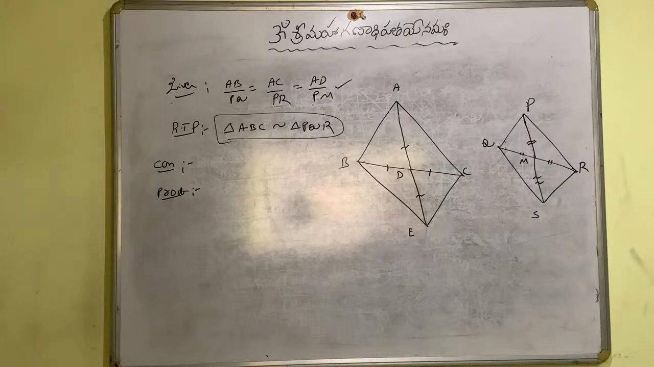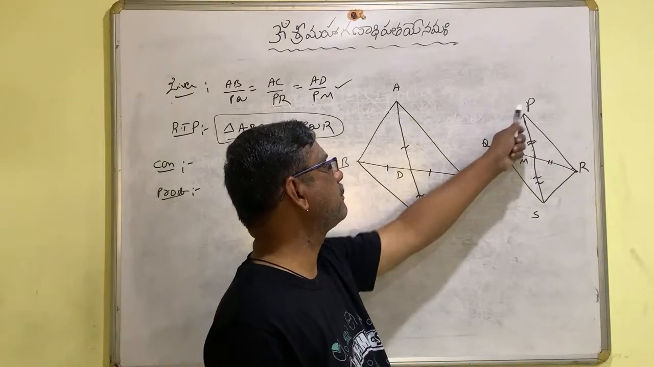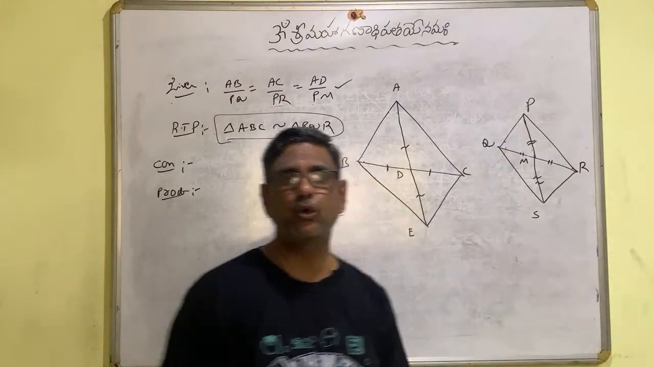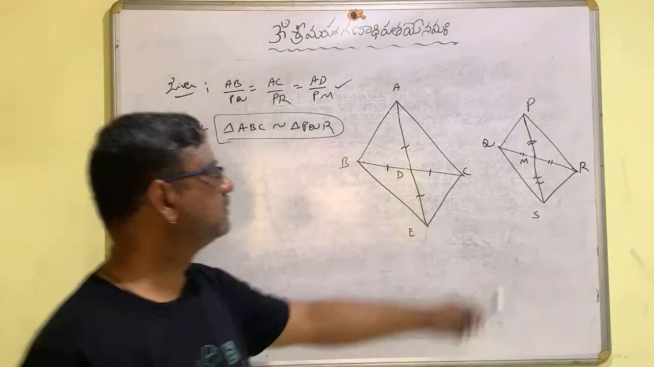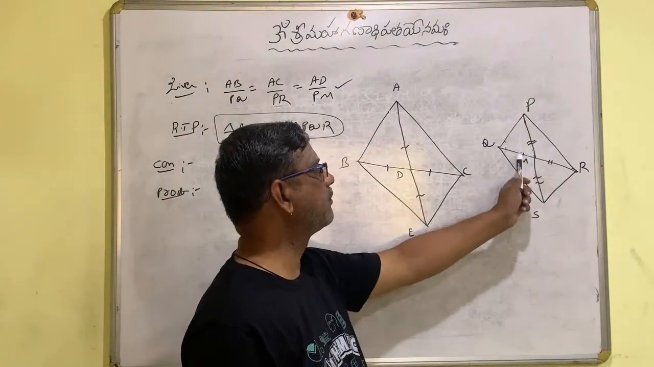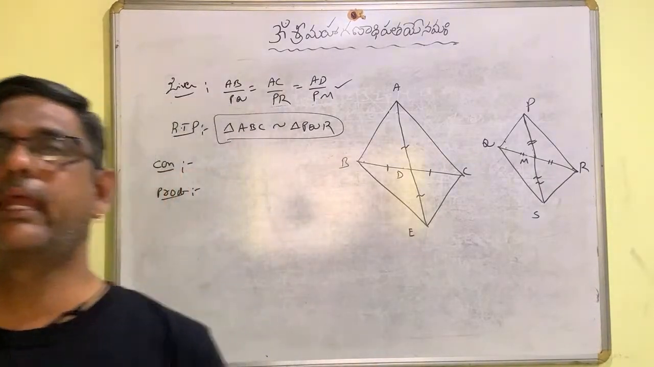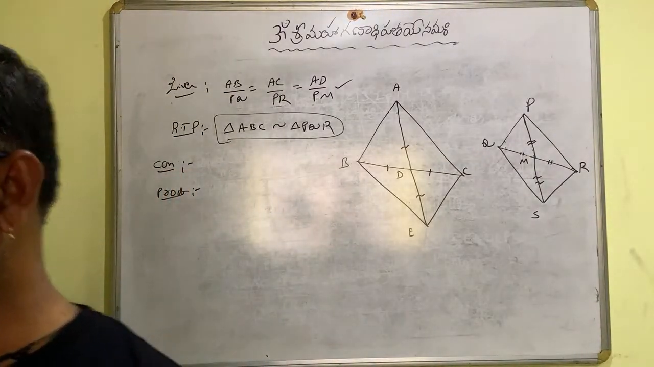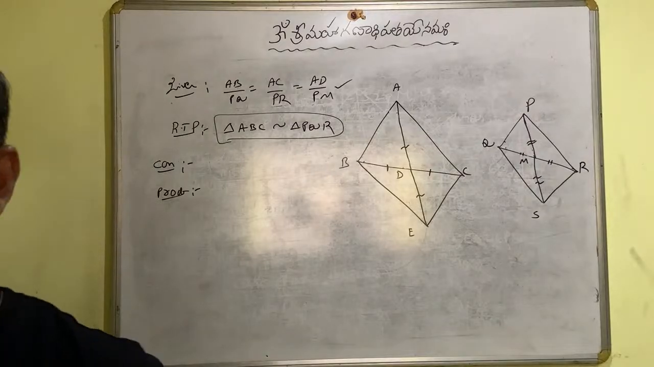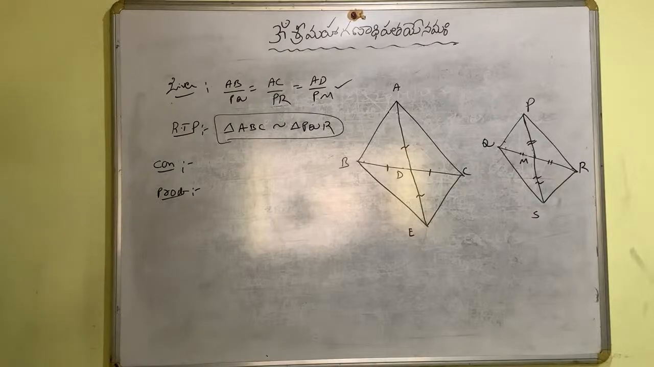In the same way, the diagonals of quadrilateral PQSR are also bisecting each other, because these two are equal by construction, these two are equal by given. So, in both the quadrilaterals, their diagonals are bisecting each other. So, we will call them parallelograms. Okay?